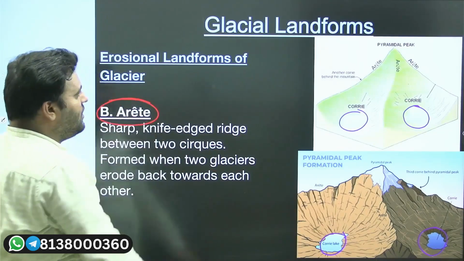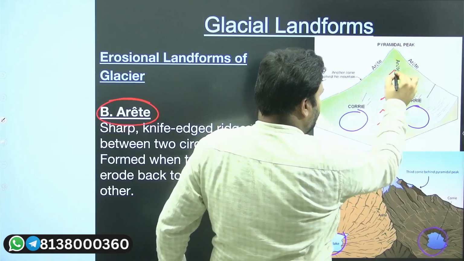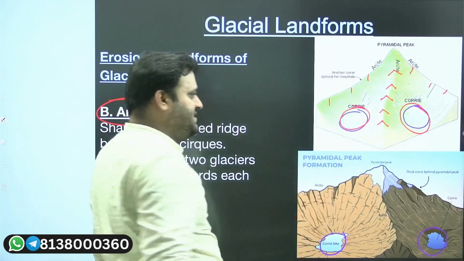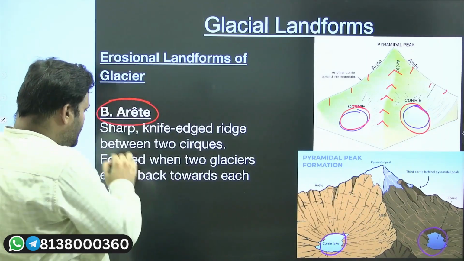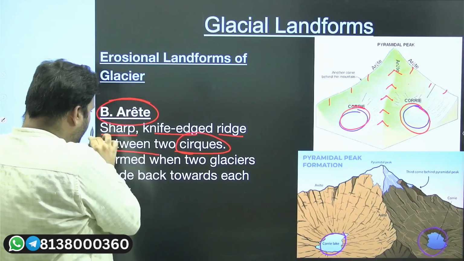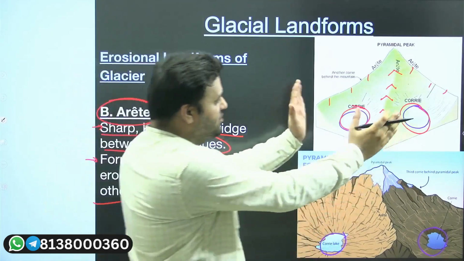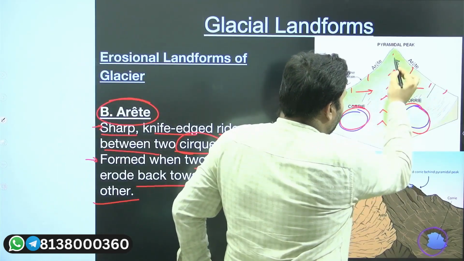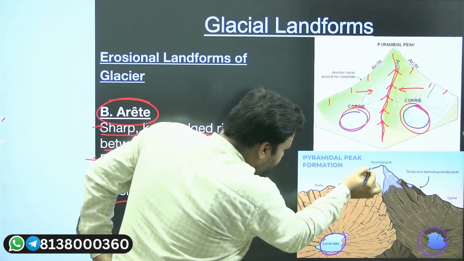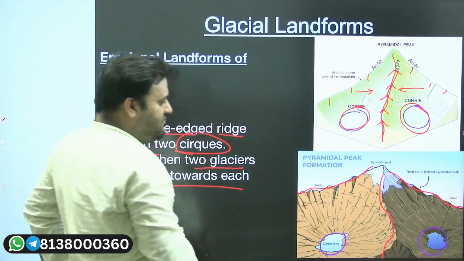Arête. What is arête? Arête is a knife-shaped topography which separates two cirque basins, two Cori lakes. It is a sharp knife-edge ridge between two cirques, and it is formed when two glaciers erode back towards each other. So when two glaciers are eroding towards each other, the sharp edge is going to form. Here you can see the depression, and when we have this knife-shaped aspect, that will be called what?